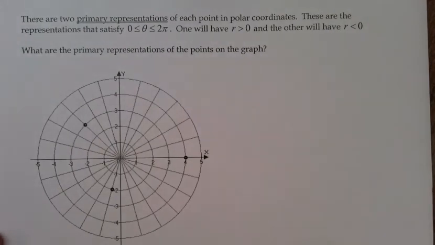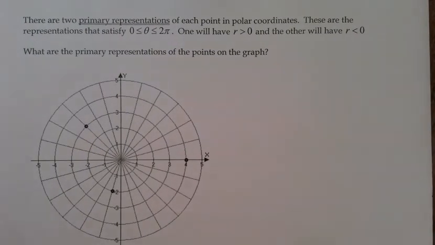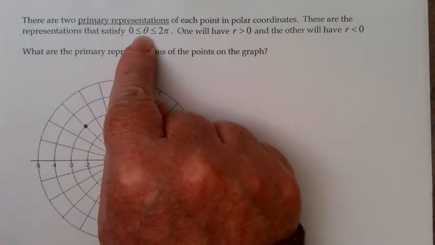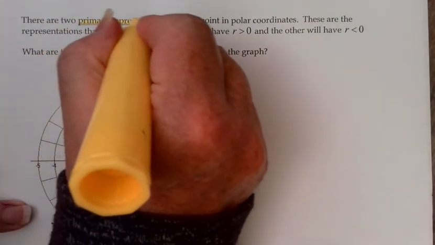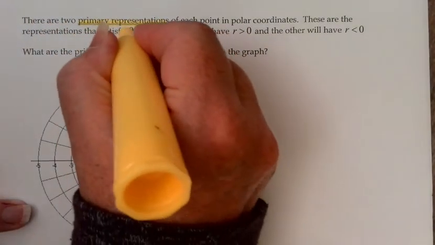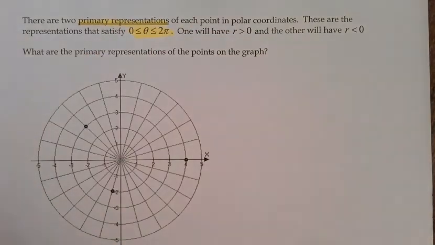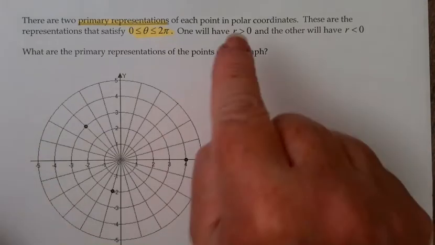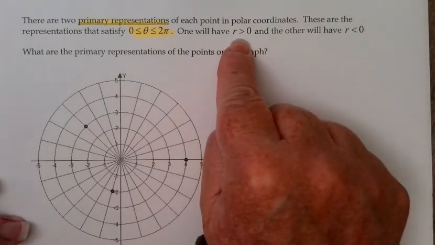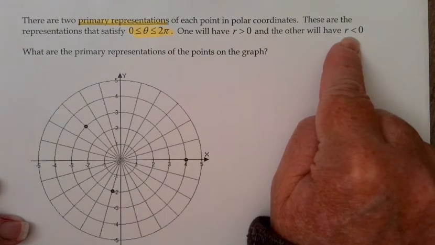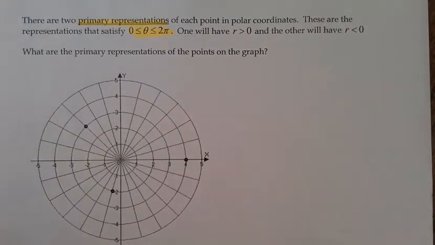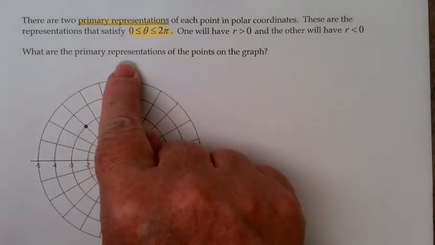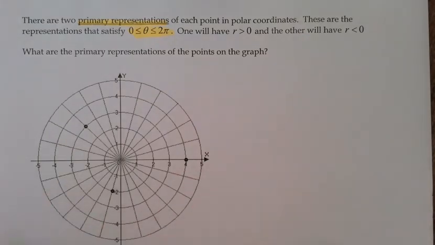The 2 primary representations are the 2 representations that satisfy theta is between 0 and 2 pi. So if you're asked for a primary representation, you're only allowed to use thetas from 0 to 2 pi. For those 2 representations, one will have a positive r value, the other will have a negative r value. It's the only way we'll be able to get it to work. Okay? So we're going to go ahead and find the primary representations of the 3 different points on this graph.